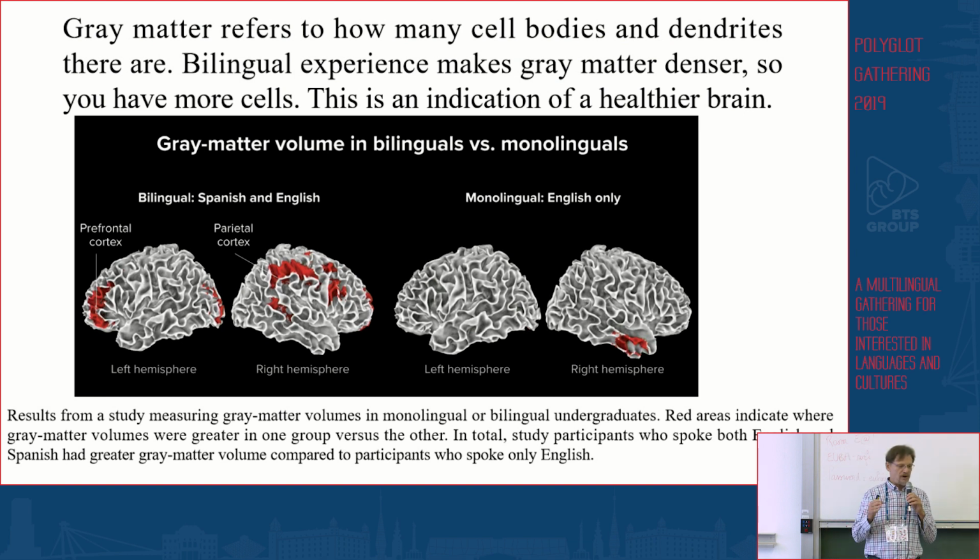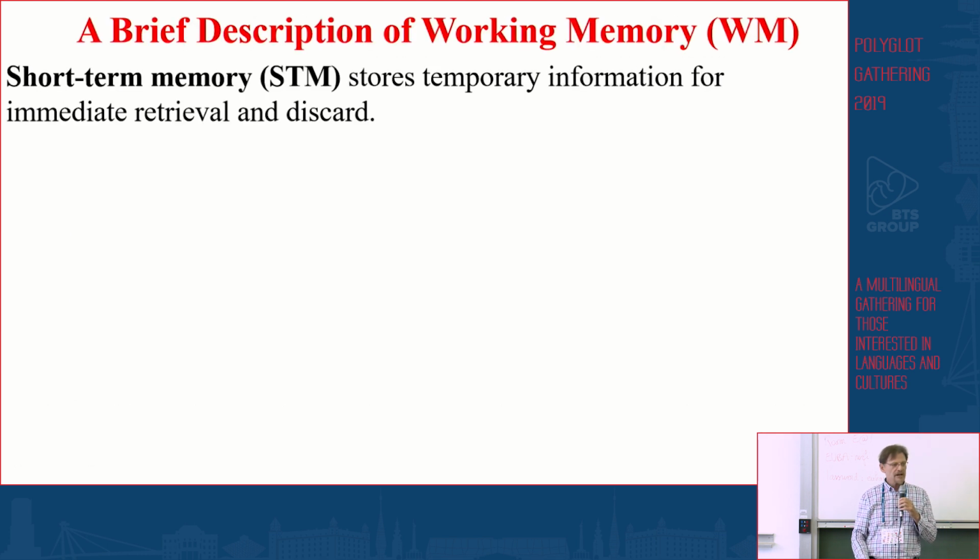Okay, so then you have gray matter. Gray matter refers to how many cell bodies and dendrites there are. I know a lot of these words might not be familiar, especially if English is not your native tongue. Bilingual experience makes gray matter denser. It becomes denser, and it's a healthier brain. Okay, so now we have that background. So let's talk about working memory.